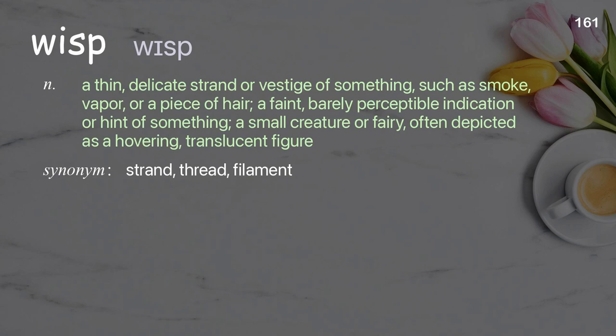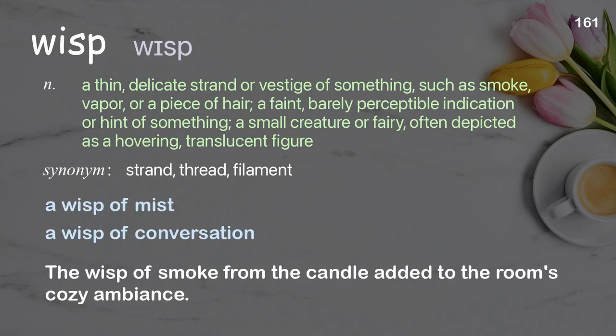Wisp. A thin, delicate strand or vestige of something, such as smoke, vapor, or a piece of hair, a faint, barely perceptible indication or hint of something, a small creature or fairy, often depicted as a hovering, translucent figure. Examples: a wisp of mist, a wisp of conversation. The wisp of smoke from the candle added to the room's cozy ambience.